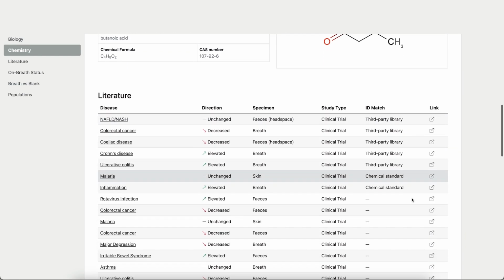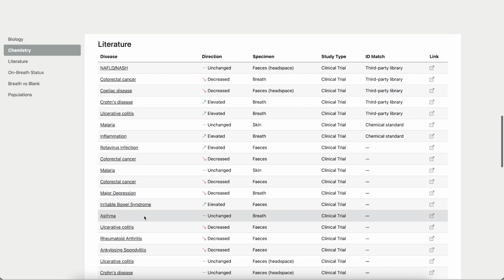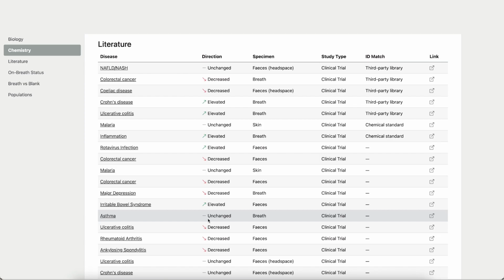In the following literature section, studies that have investigated butyric acid in different disease states are listed and links are provided. This section summarizes information from linked scientific papers, including the disease area, such as colorectal cancer, celiac disease, and IBS. Furthermore, we've also extracted the direction of change reported by the respective authors, the sample source, and the study type.